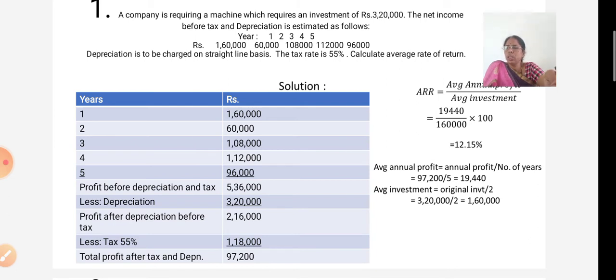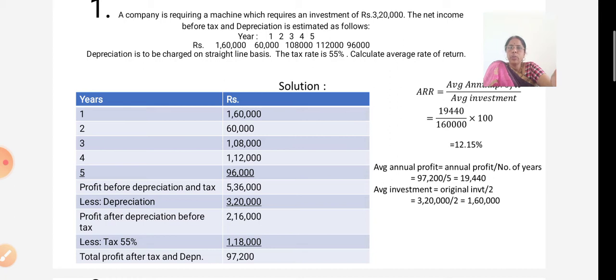Now the first concept of ARR, in the formula, is average annual income after tax and depreciation divided by initial investment. What is this average annual profit after the tax? The amount we have got is 97,200, divided by average investment. The average investment is calculated as original investment divided by 2. What is the original investment? 3,20,000 divided by 2, that is 1,60,000.